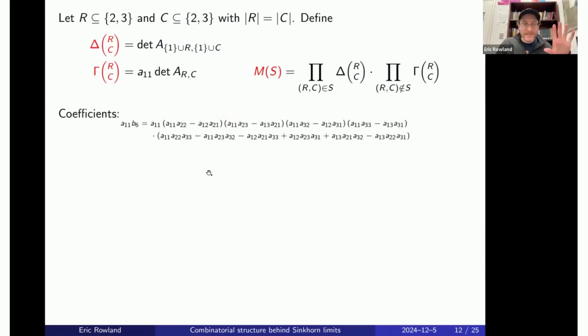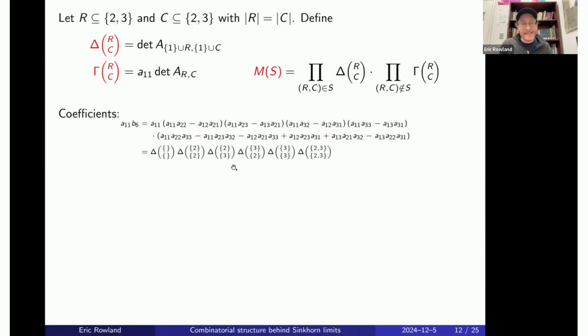So this is the hardest slide in the talk, just because there's a lot of notation. But we'll first look at this example and then get back to the notation. So this is A11B6. This is the leading coefficient of the polynomial for a 3 by 3 matrix. We've multiplied by A11, so now we have our 6 determinants, or 6 minors.